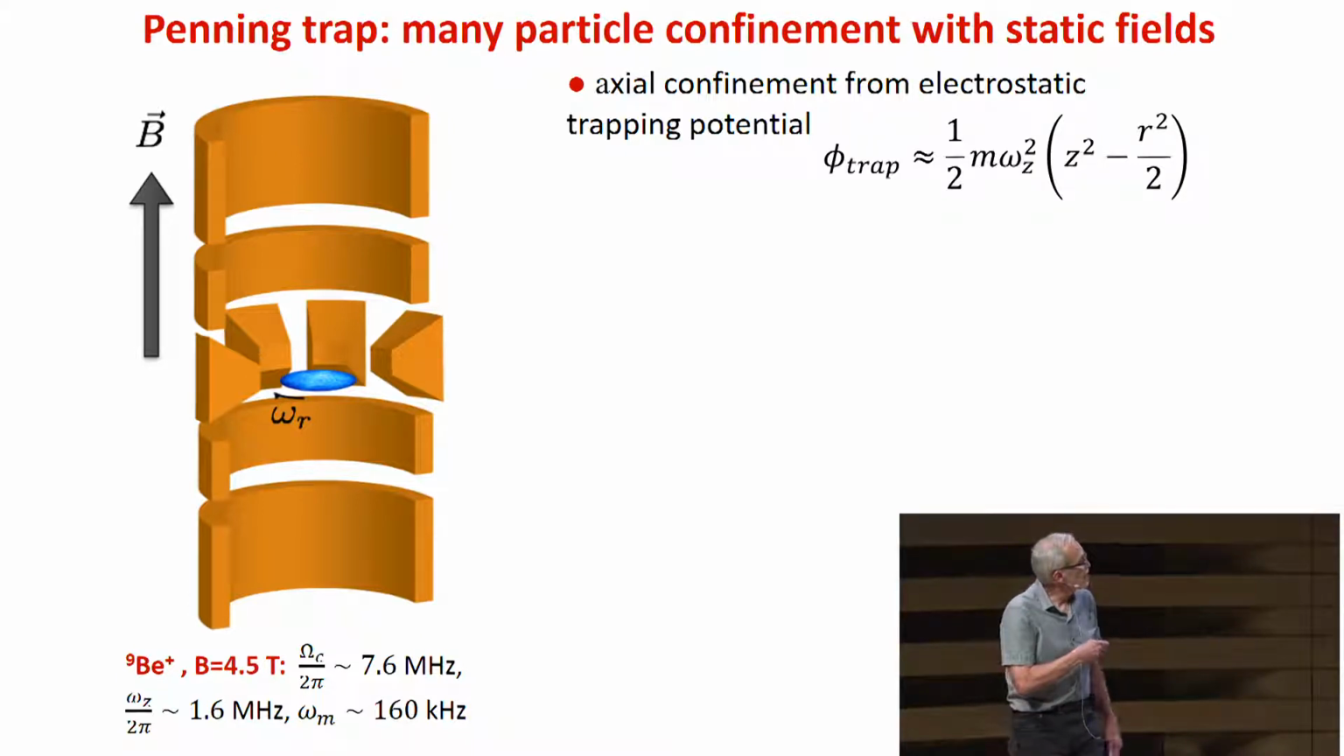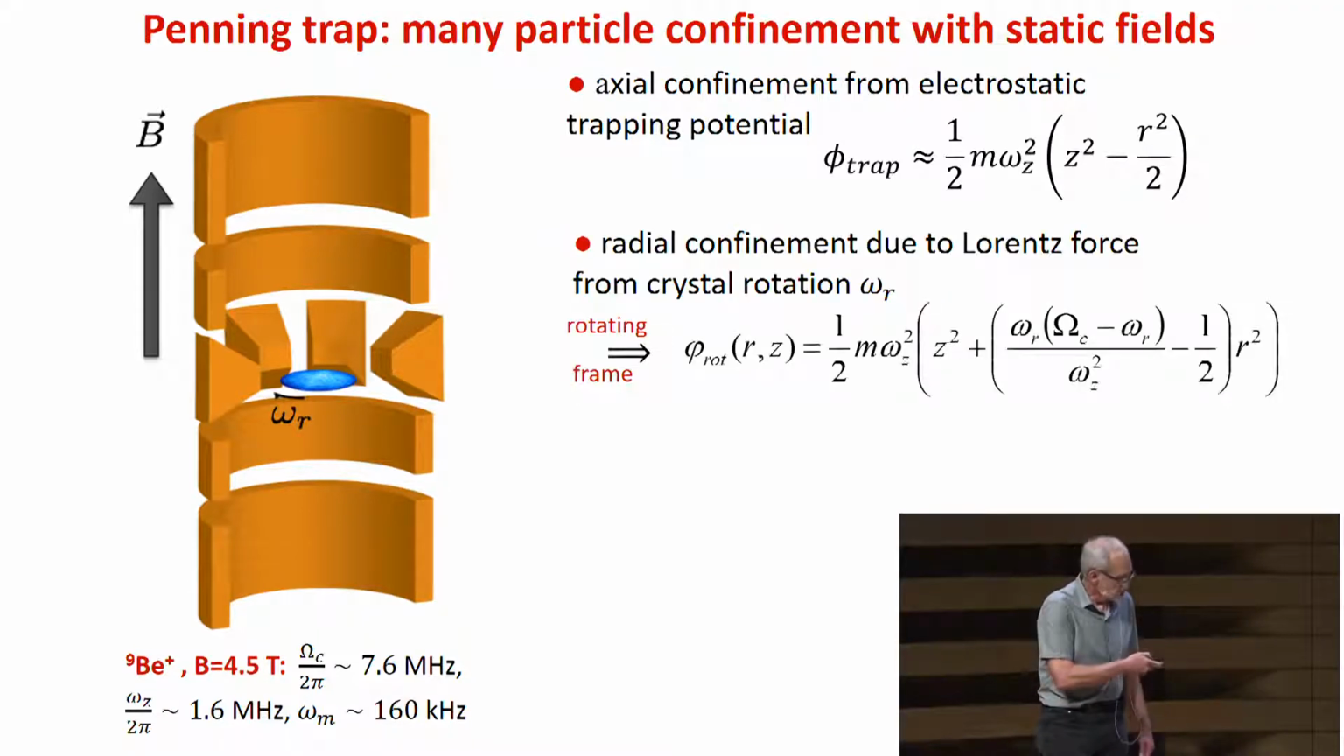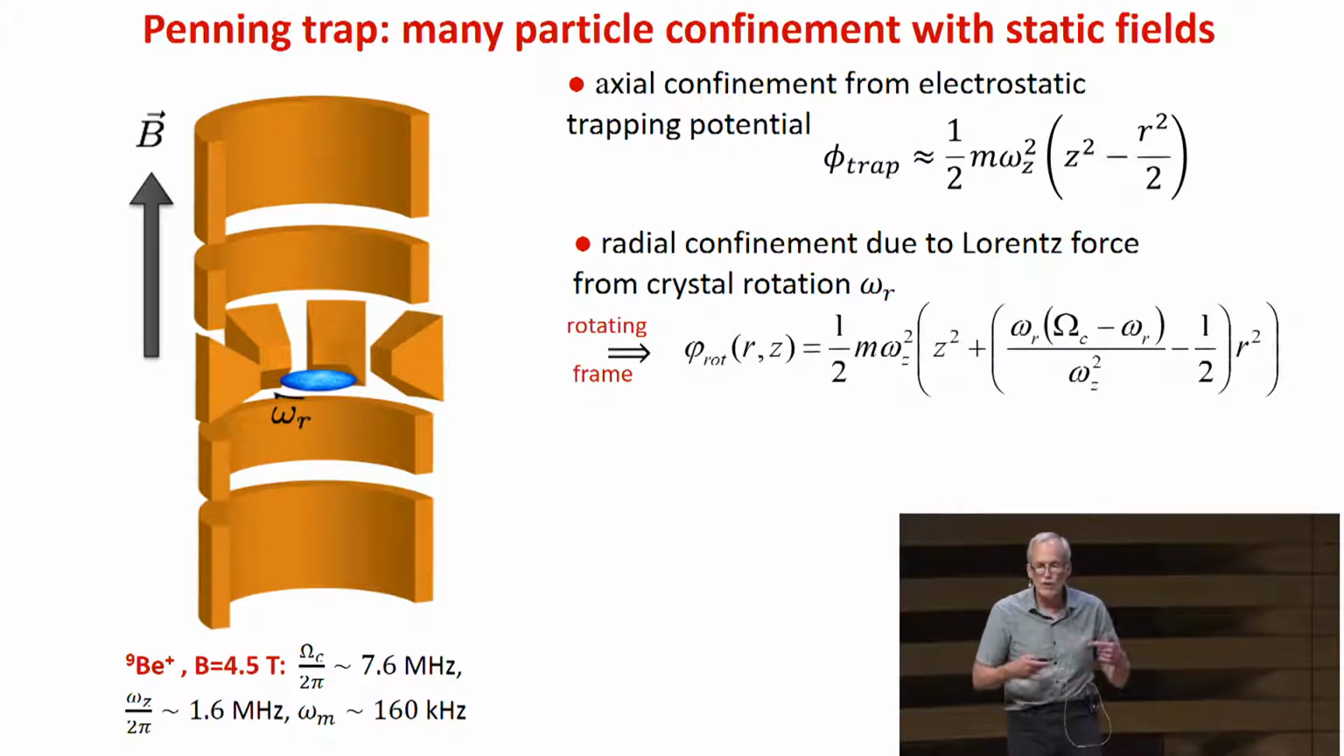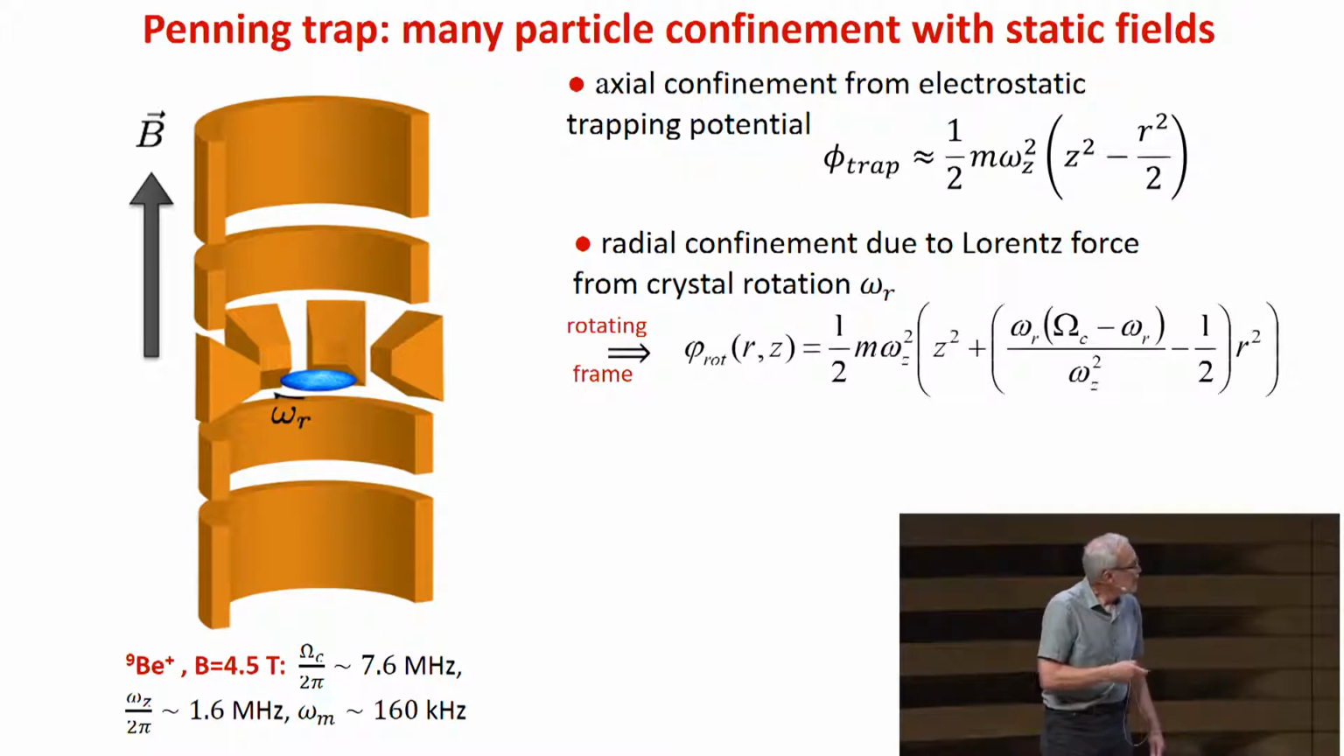And as the ions are rotating through the magnetic field, they experience a V cross B induced Lorentz force, which points radially inward. So this means that our trapping potential, which is radially deconfining in the lab frame, is radially confining in the rotating frame of the crystal. This omega r is the rotation frequency, omega c is the cyclotron frequency. This is the V cross B induced Lorentz force, which is giving us the radial confinement.